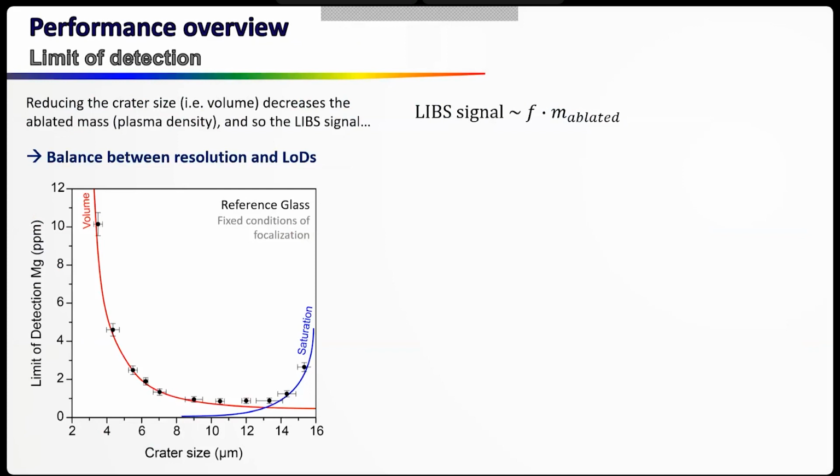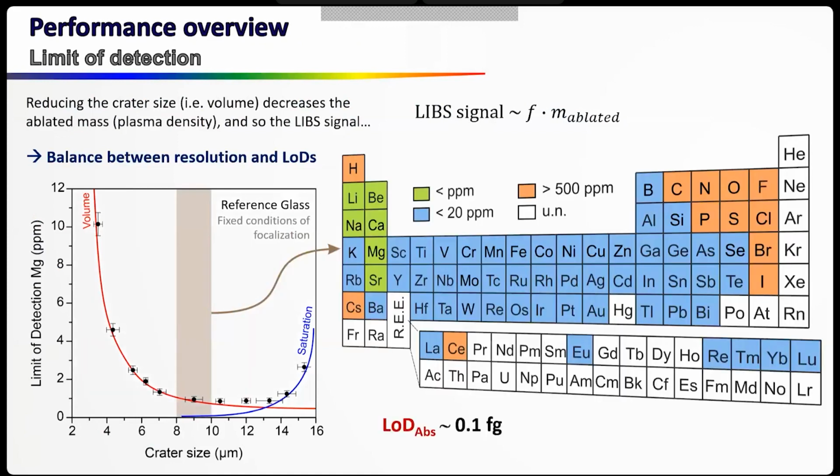So you have here an example. If you reduce the crater size, the limit of detection increases very quickly. And so I was always going in the direction of the sensitivity. And this is why we have selected to work here in the range of the 10 micrometer spots. So it's like you ablate a cube of 1 micrometer square. And in this configuration, we have such type of limit of detection.